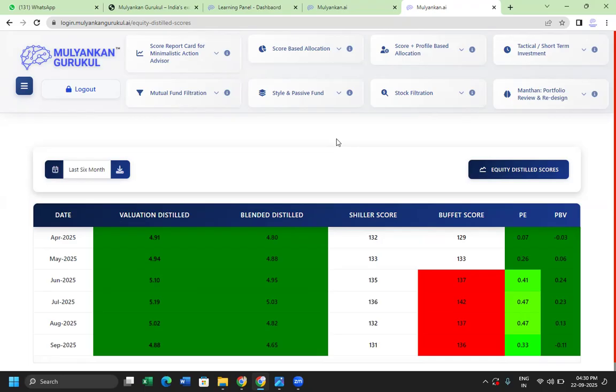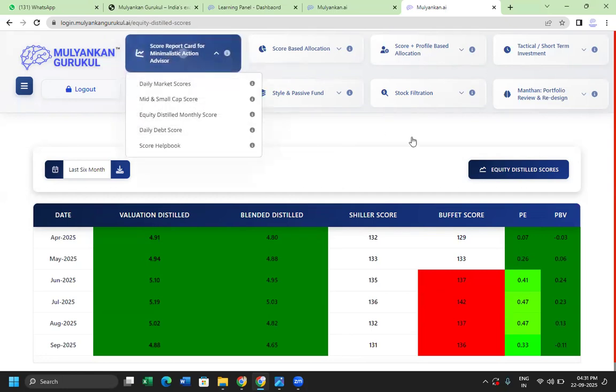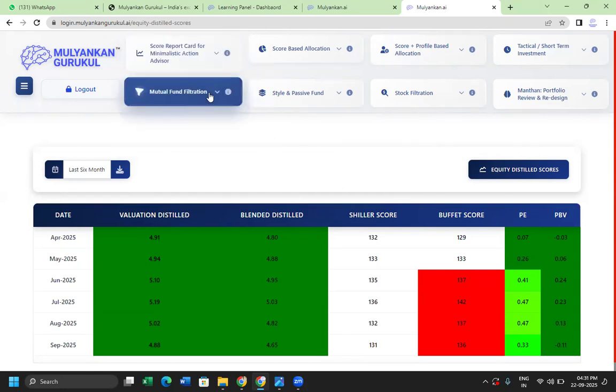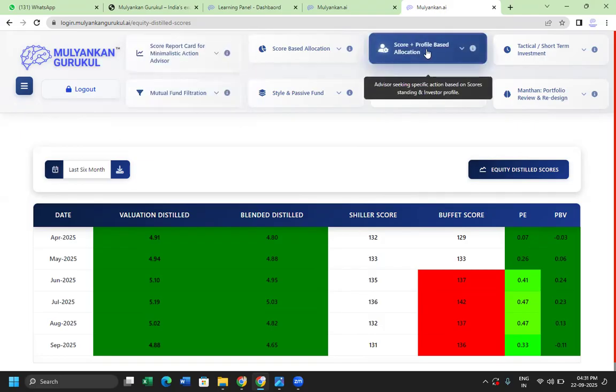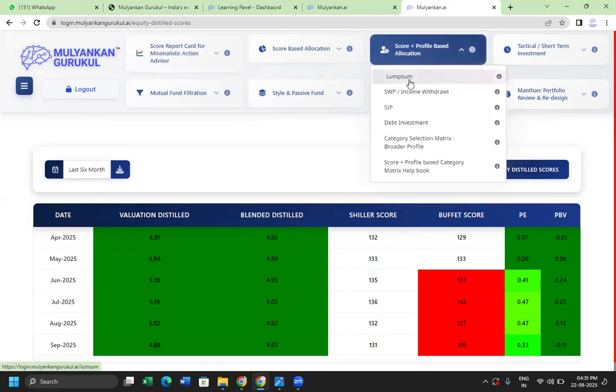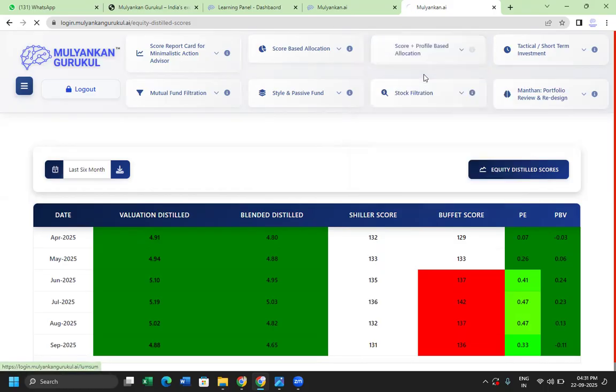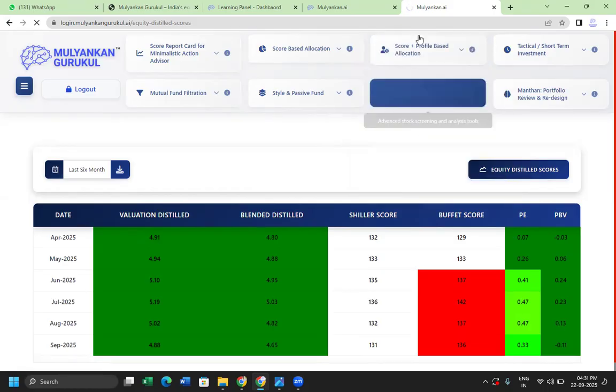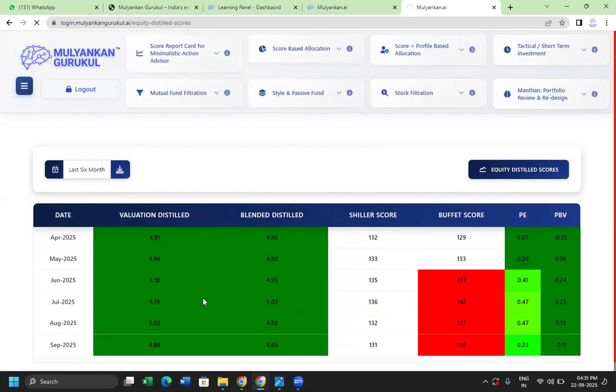Can you show this, like which mid-cap is good to buy now? Yes, you can go to the score plus profile based allocation. Once you click, first of all, choose whether it's lump sum money, SWP money, SIP money, or debt investment. Suppose it's lump sum money. Click on lump sum money here.